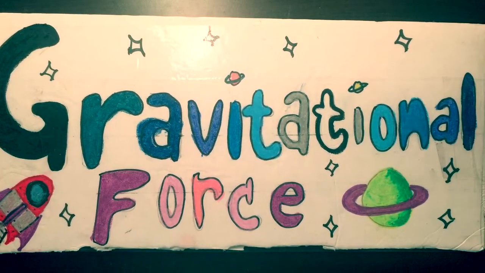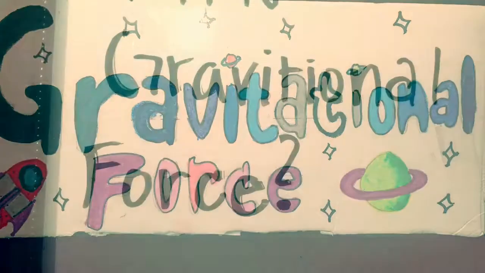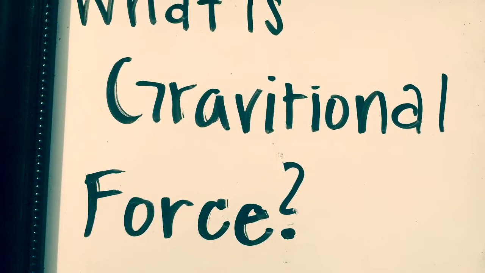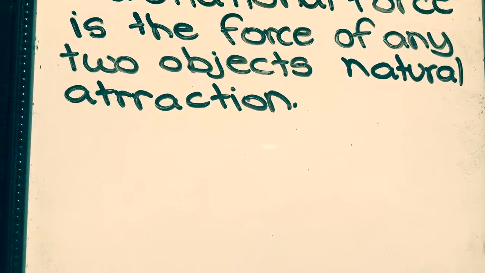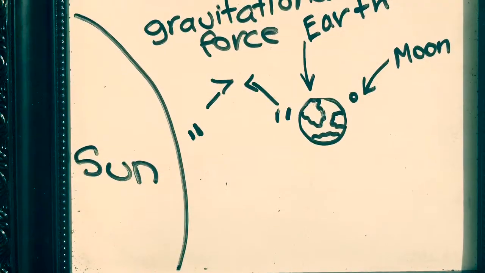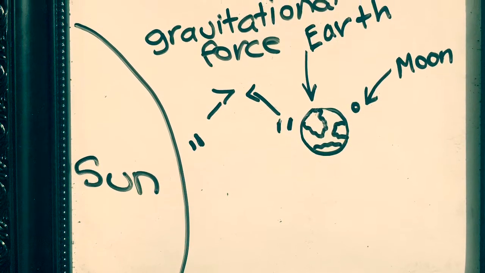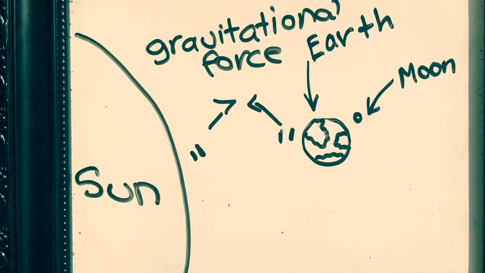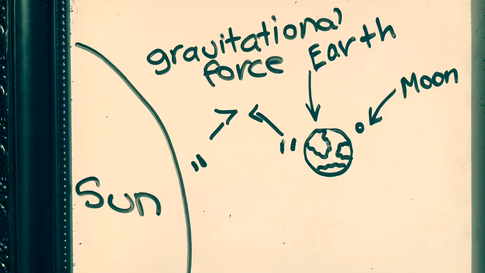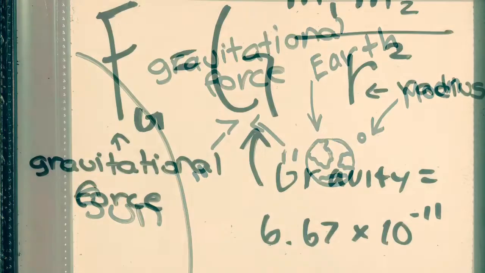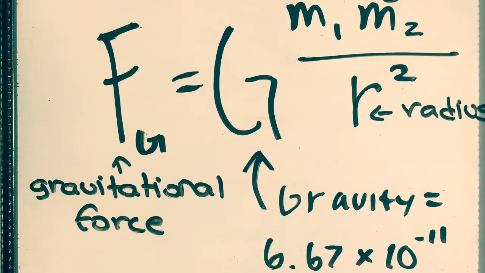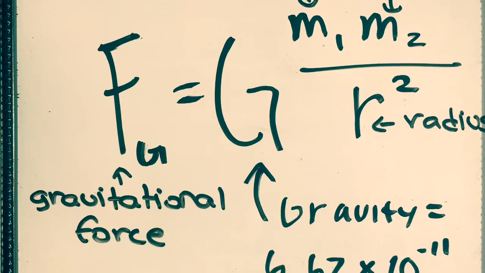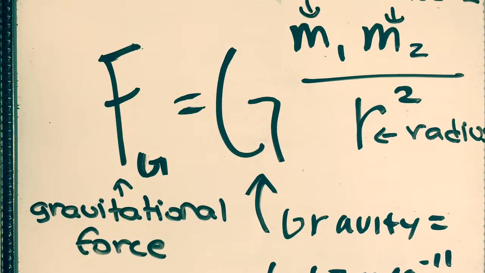Our third and final topic is gravitational force. What is gravitational force? Gravitational force is the force of any two objects' natural attraction. A real-life example of gravitational force is the gravitational attraction between the Sun and the Earth. Another example is between the Earth and the Moon. Gravitational force equals gravity, 6.67 times 10 to the negative 11, times mass 1 times mass 2 over r squared.